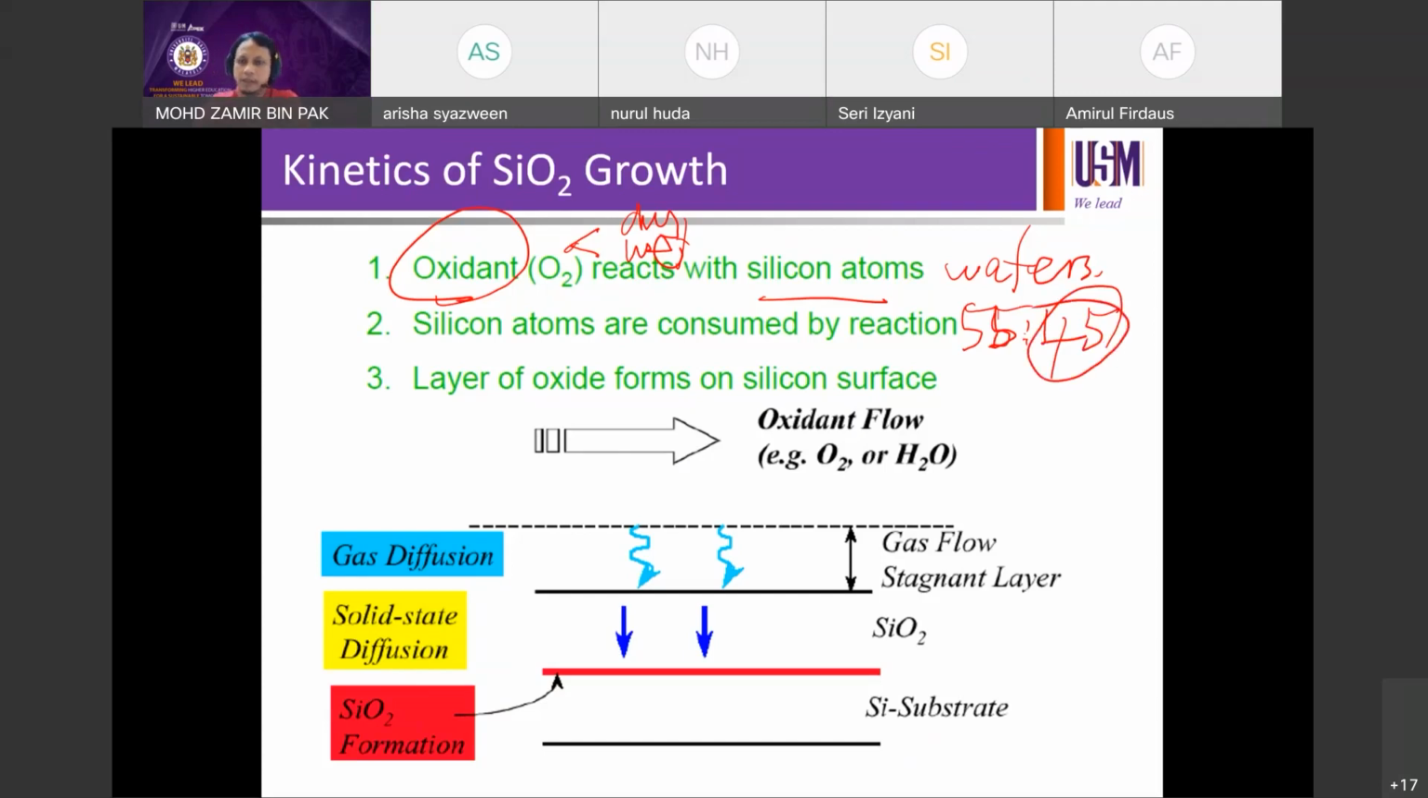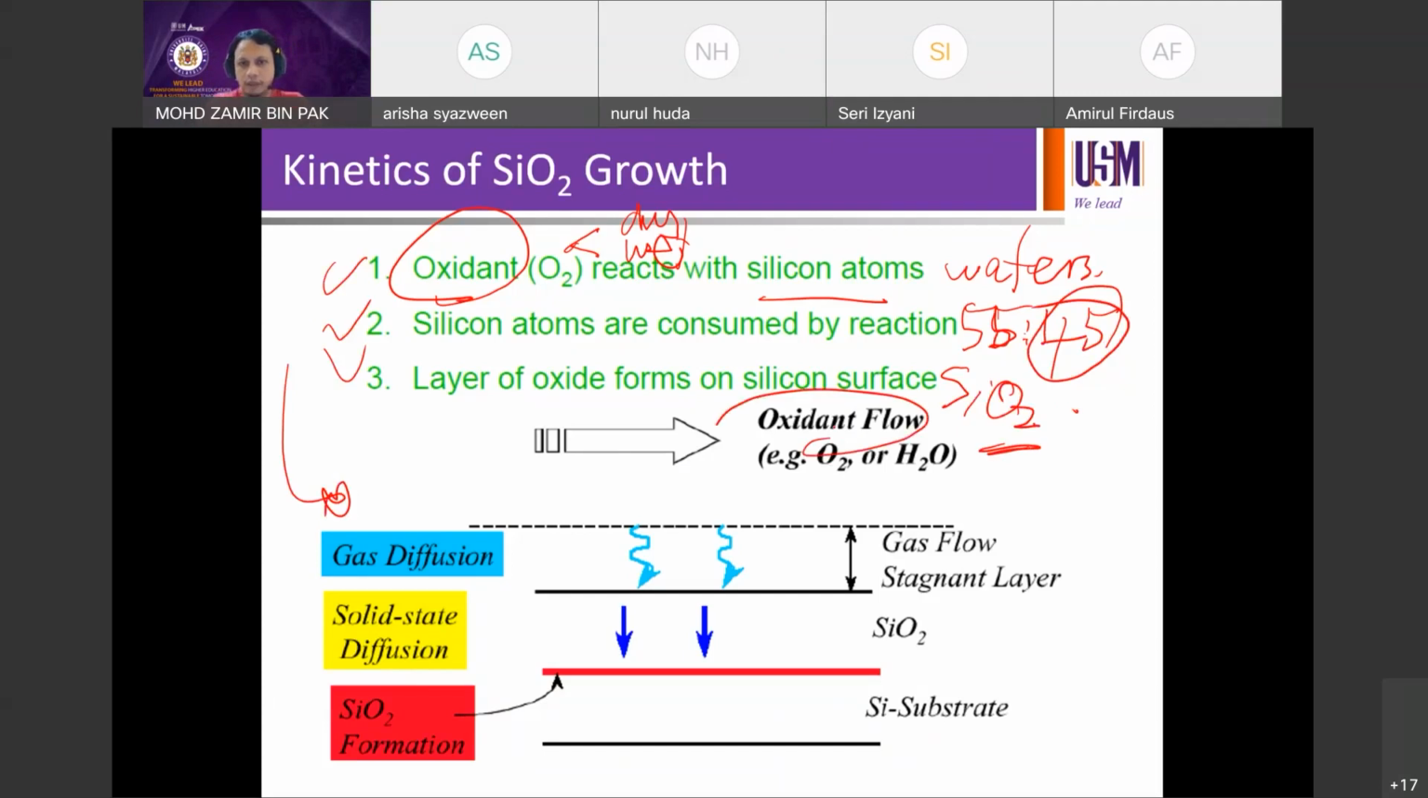So this much of silicon is going to be consumed in order to grow whatever thickness of your silicon dioxide. And then step number 3 is layer of oxide forms on the silicon surface. So the final silicon dioxide is formed as the result of the growth. Okay. So this can also be represented by this schematic down here.